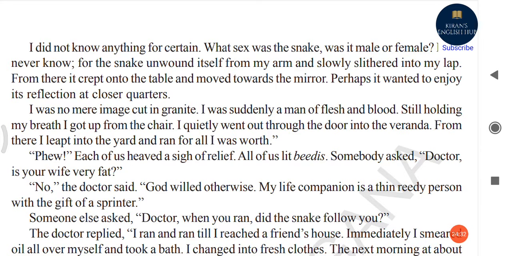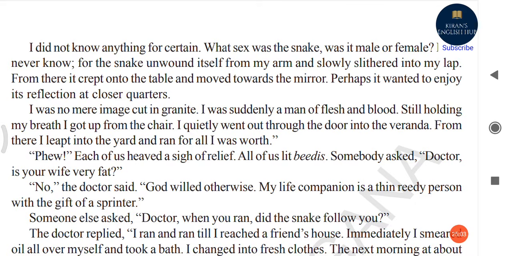So I was no mere image cut in granite. I was suddenly a man of flesh and blood. He felt that he was not at all an image, or a stone. He suddenly realized that he is a man with blood and flesh. So, still holding my breath, I got up from the chair. I quietly went out through the door into the veranda. From there I leapt, leapt in the sense of jumping like anything, into the yard and ran for all I was worth.